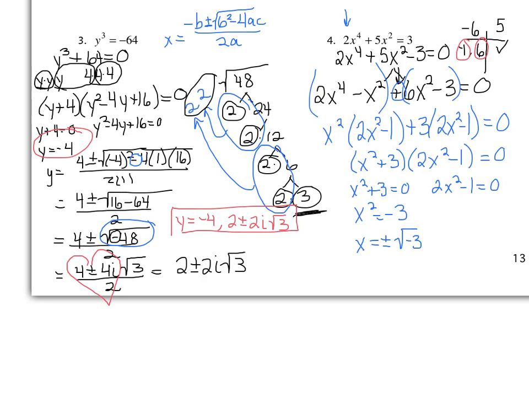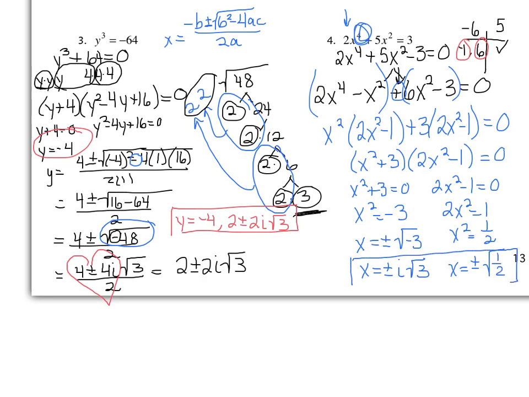Now you could omit that step if you notice that it is negative, and just write it as x equals plus or minus i times the square root of 3. Okay, so that's 2 zeros. We need 2 more because this was a 4th degree polynomial. So here we'll get 2x squared equals 1. Divide both sides by 2, you get x squared equals 1/2. Take the square root, x is going to equal plus or minus the square root of 1/2, which if you know how to simplify, great, but we're not going to worry about that right now.